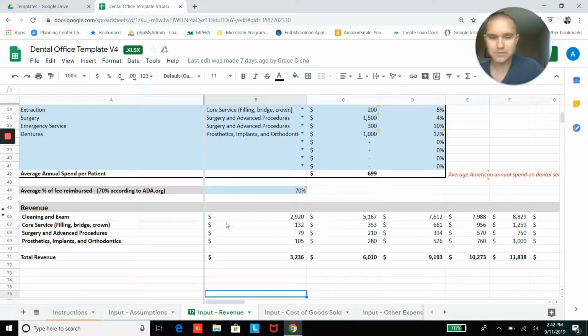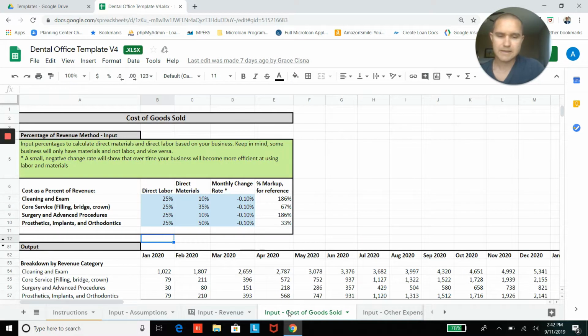We have the ability for you to enter in a percentage of reimbursement. So you might have your list price fee and what you bill to insurance, and then what percentage of that do you actually recover. You can do that here. That'll give you total revenue. Cost of goods sold: you can enter in direct labor costs and material costs for those different categories of services. You'll be able to enter in all of those expenses here.